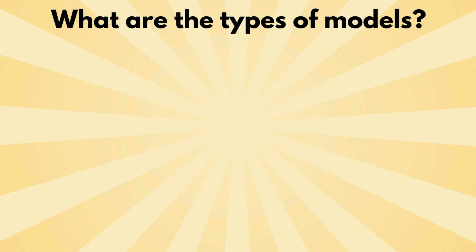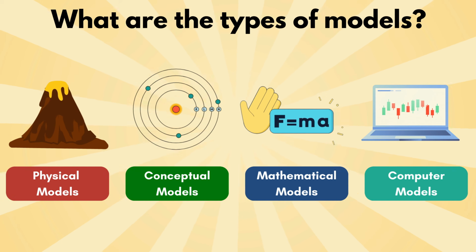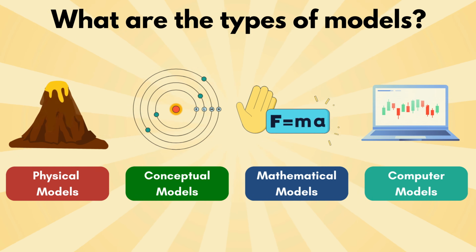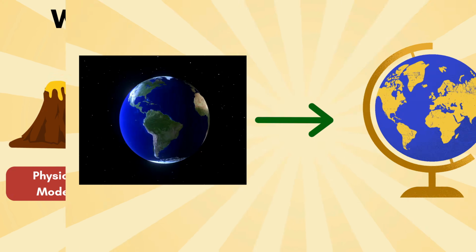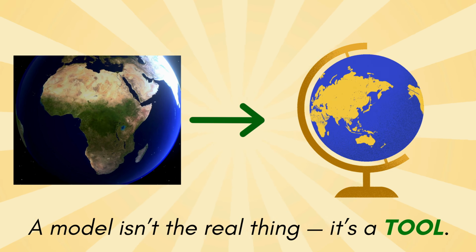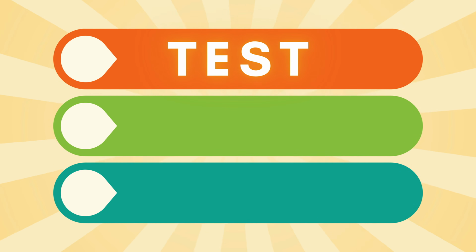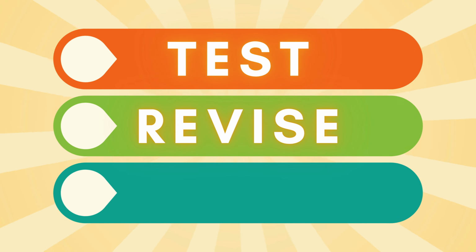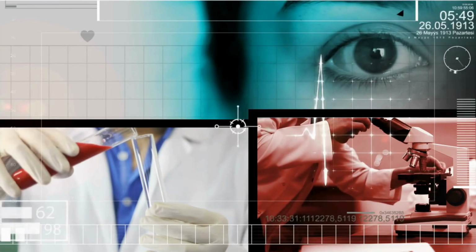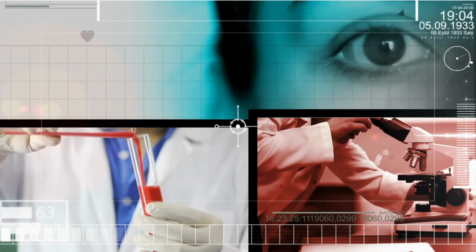No matter the type, physical, conceptual, mathematical, or computer, every model does the same thing. It shows us some parts of reality, but leaves out others. And that's okay. A model isn't necessarily the real thing. It's a tool to help us understand. What matters is how useful it is. Scientists test models, look for where they don't work, and then improve them. This process of making, testing, and fixing models is one of the main ways science keeps moving forward.